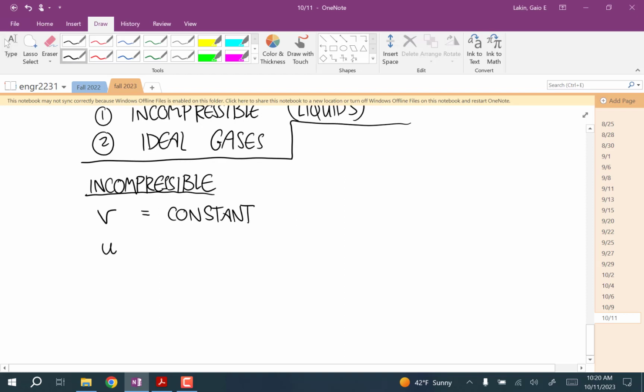Second, the specific internal energy is just a function of temperature. And if you combine this fact and the fact that specific volume is constant with the definitions of the specific heats C sub P and C sub V, you get that C sub P and C sub V are the same thing. We'll just call it C, and that's equal to the total derivative of u with respect to temperature.